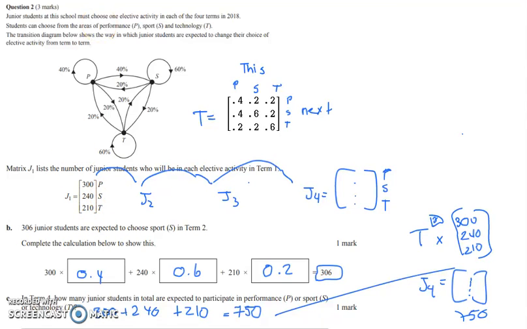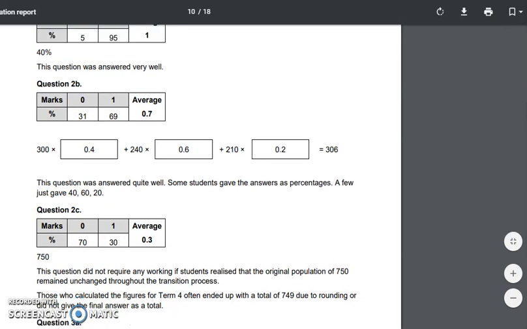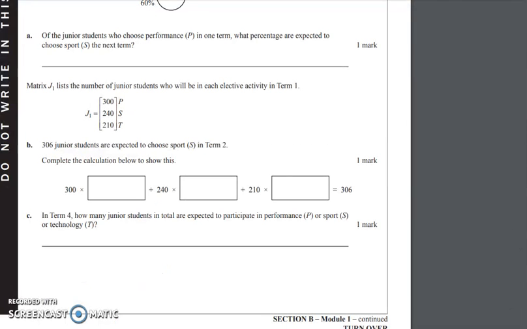This question was not completed very well. Only 30% of the cohort managed to get this one correct. And this question actually did not require any working. So have a read of this response here and see how you go with that. But 750 was the answer. Hopefully this has helped you.